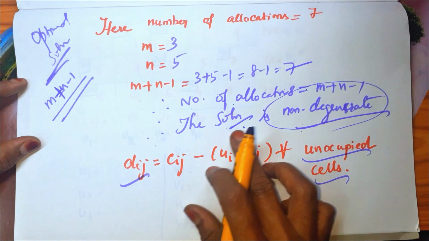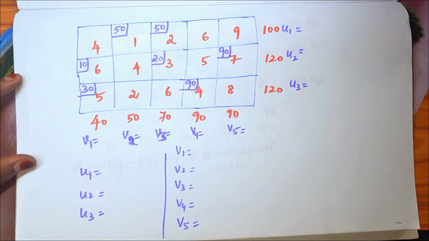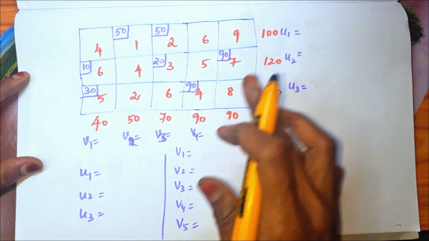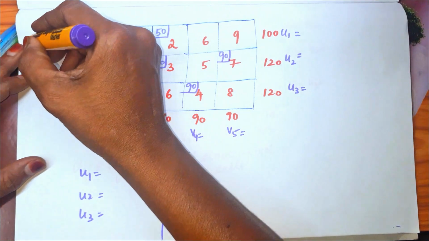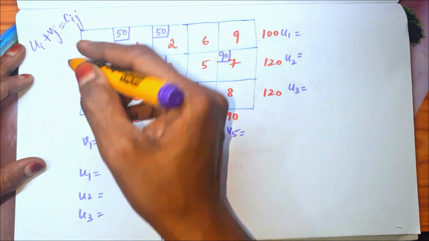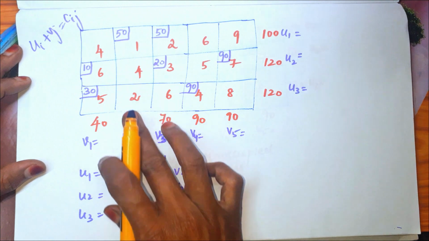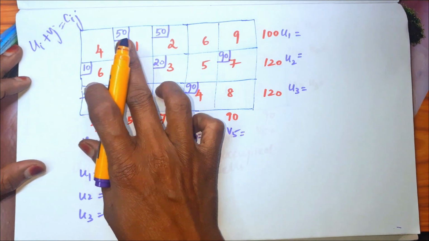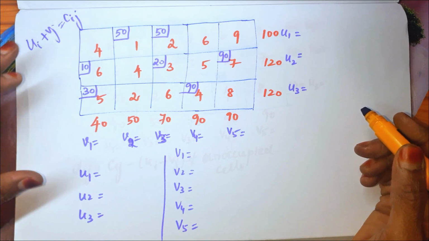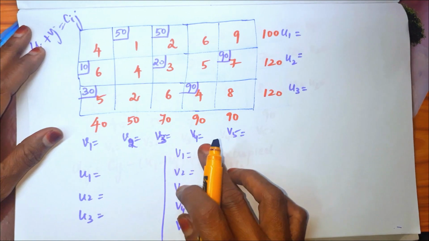For that we are in need of the Ui and Vj values. So come to the calculation of the Ui Vj values. For all, we are going to write the equation Ui plus Vj equal to Cij. For which cells do we have to calculate this equation? For all occupied cells. How many occupied cells are there? 7. So we are going to write 7 equations of this kind, right? I have written U1, U2, U3, V1, V2, V3, V4, V5.